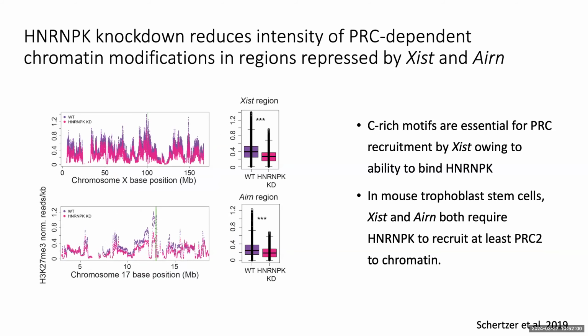And I'll also point out that, following from the Brockdorff study, we've also knocked down HNRPK in a cell line that expresses Xist, Air, and Kcnq1ot1. And we find that at least PRC2-directed modifications are reduced in the regions silenced by all three of these RNAs.